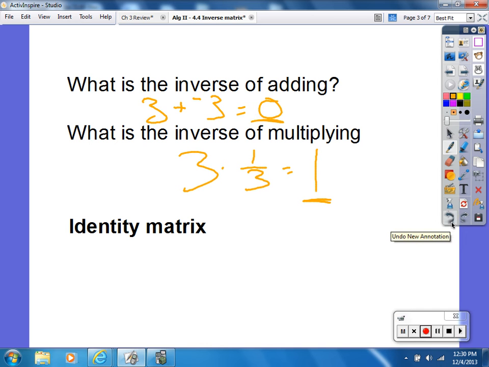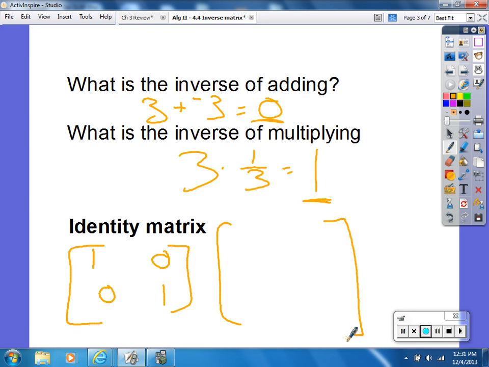Let's start with a 2 by 2 identity matrix. The identity matrix has 1s going from the top left to the bottom right. And then the other spots are all zeros. That would be the identity matrix for a 2 by 2. Any questions? Let's do a 3 by 3.